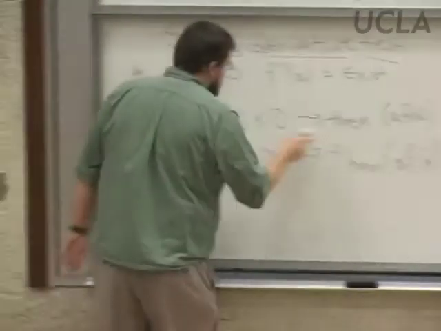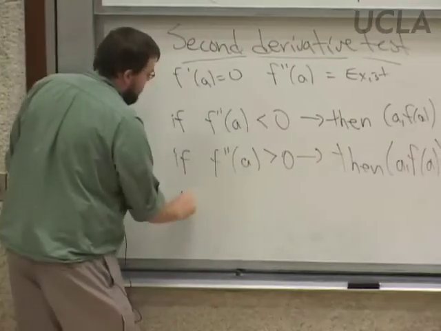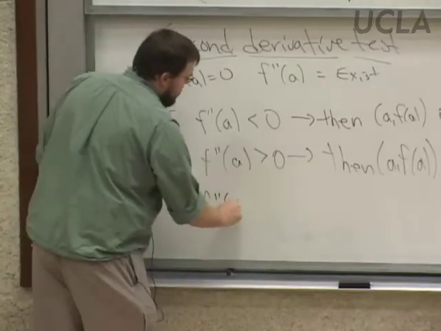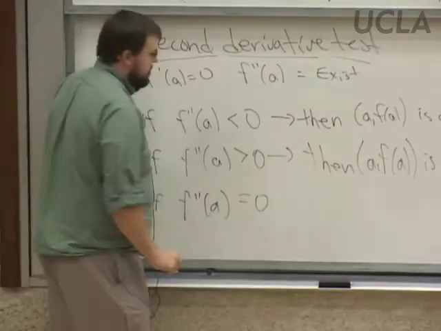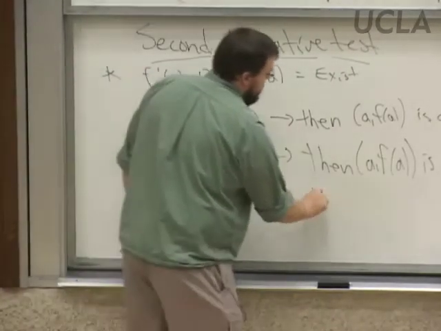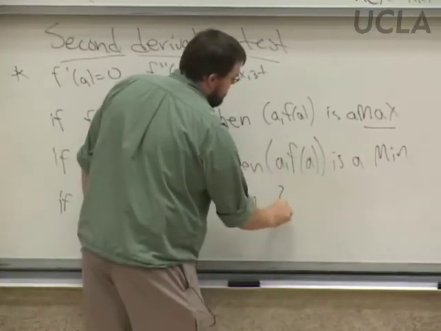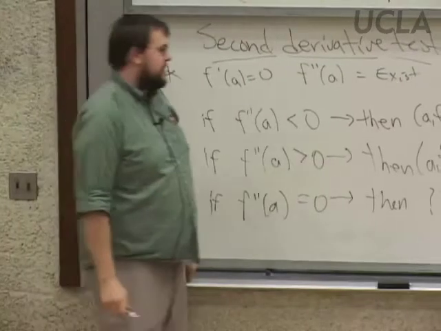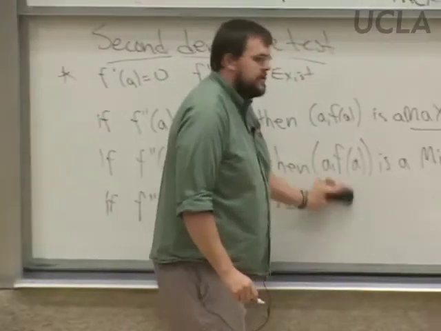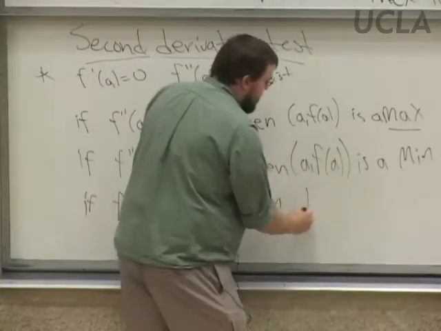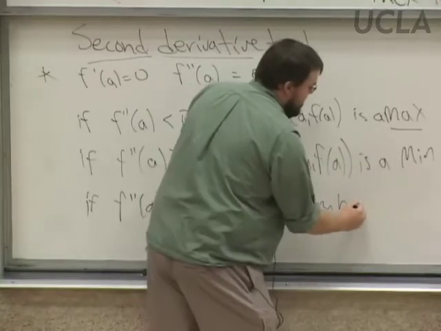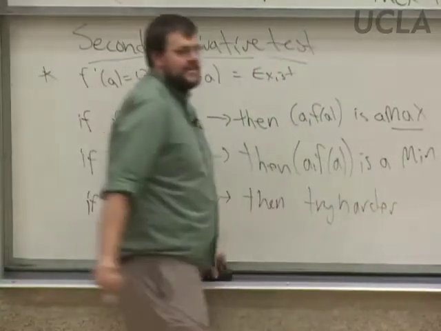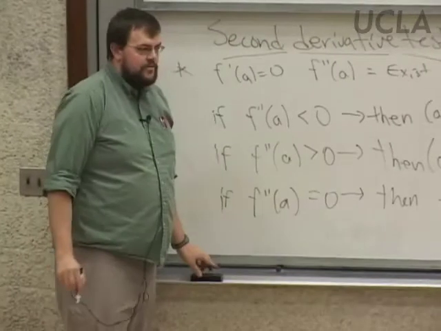Now, I talked about whether it's negative. I talked about when it's positive. What happens if the second derivative is equal to 0? Okay. Then we don't know. I guess I shouldn't put a question mark, question mark. How about we put, then try harder? You're going to have to use something else. Usually in this case, you go back to the first derivative test.